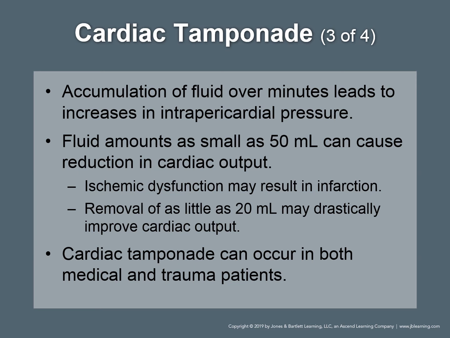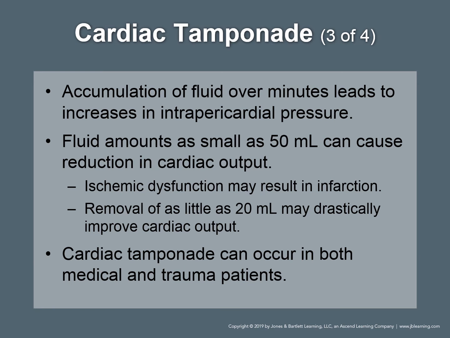If you can remove 20 milliliters of that blood, cardiac output will be improved dramatically. The problem is we do not do that in the field. That takes someone in an emergency room doing it under ultrasound. The treatment is a pericardiocentesis. They take a big long needle, poke a hole in the sac, and draw the blood out. We see this in medical and trauma patients. Our medical patients include transmural myocardial infarctions and our cancer patients, and we see it in trauma patients.